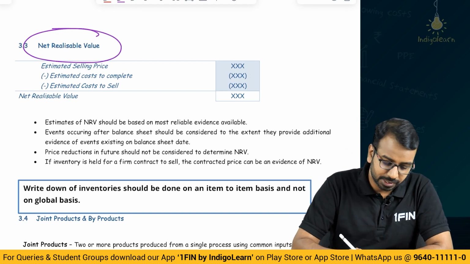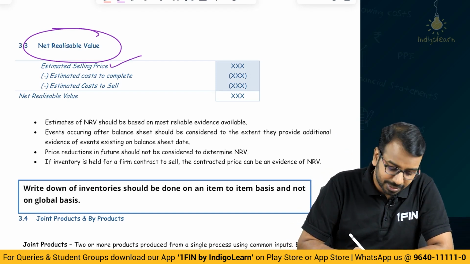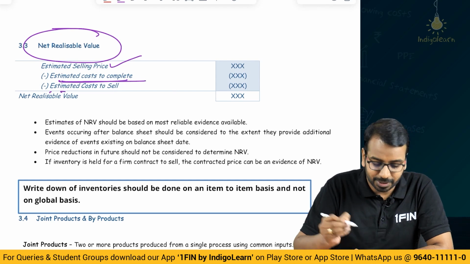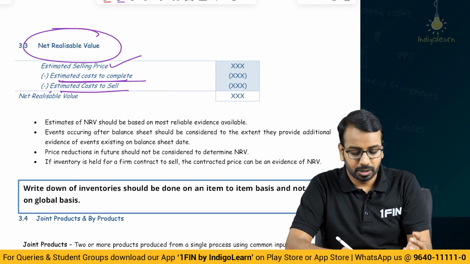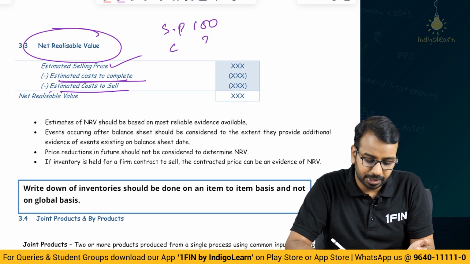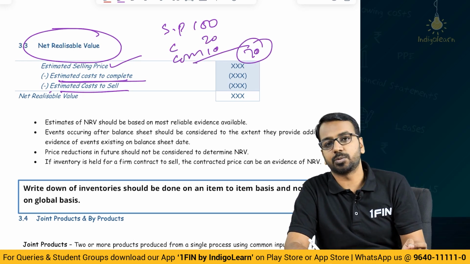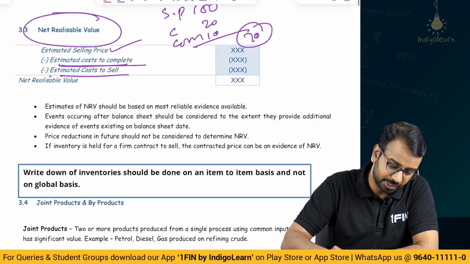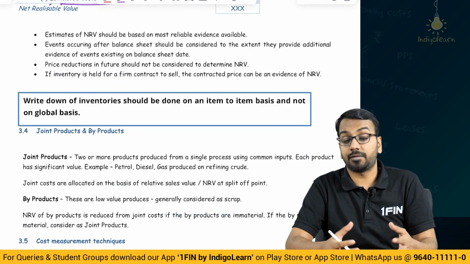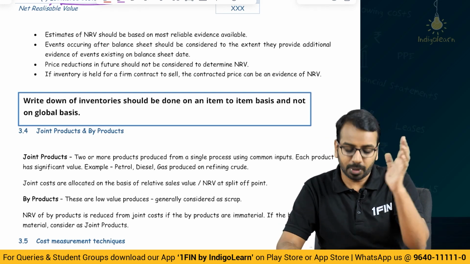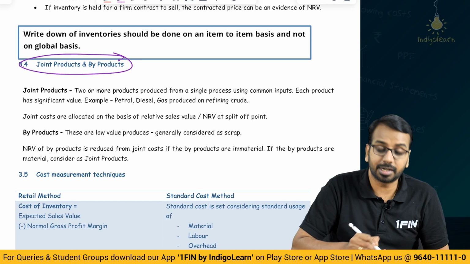Net realizable value is your selling price minus estimated cost to complete and estimated cost to sell. So they will give you that selling price is 100, cost to complete is 20, commission on sale is 10. So 70 becomes your net realizable value. Lower of cost and net realizable value should be the value of your inventory. Sometimes for computation of NRV, if there is a firm contract with the customer, then that rate can also be taken.